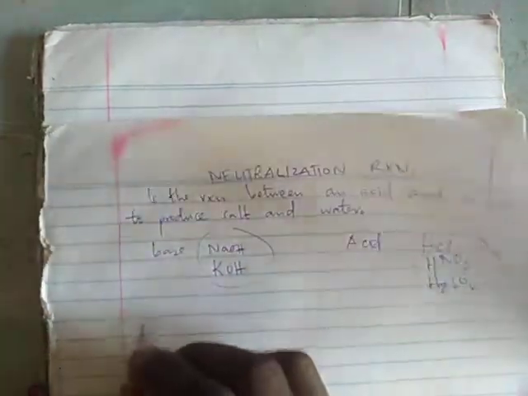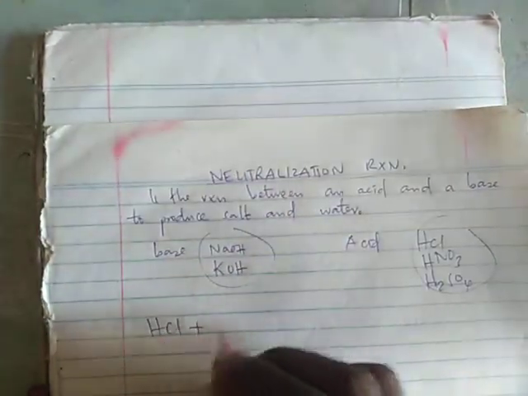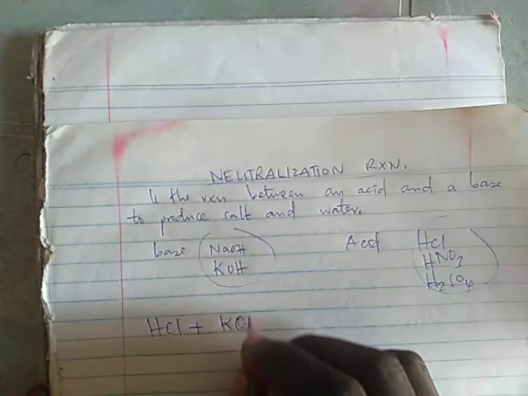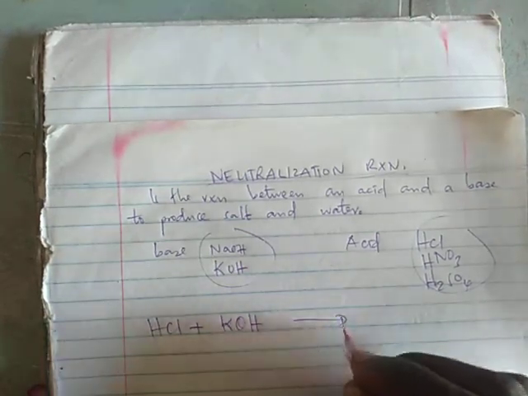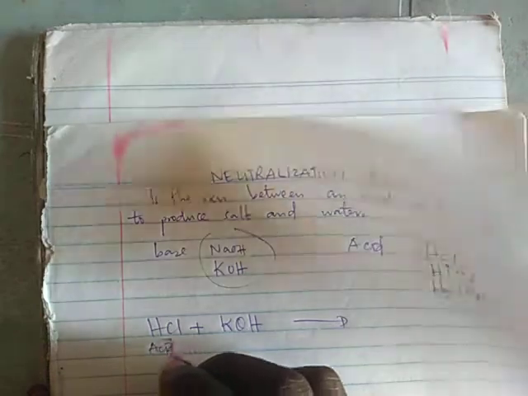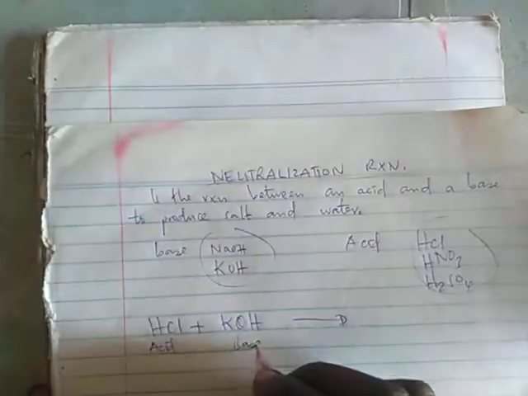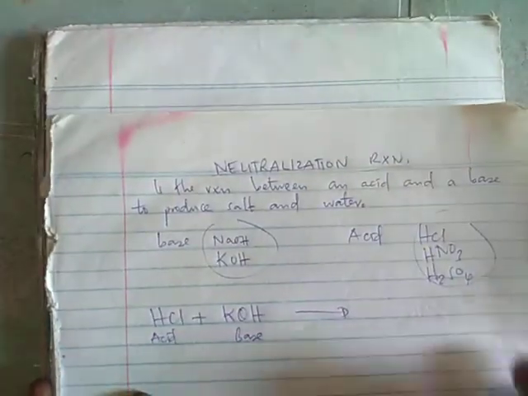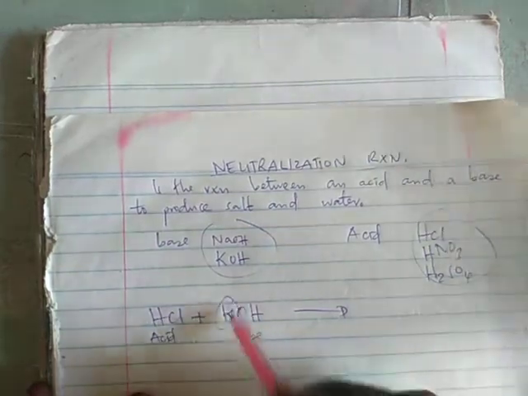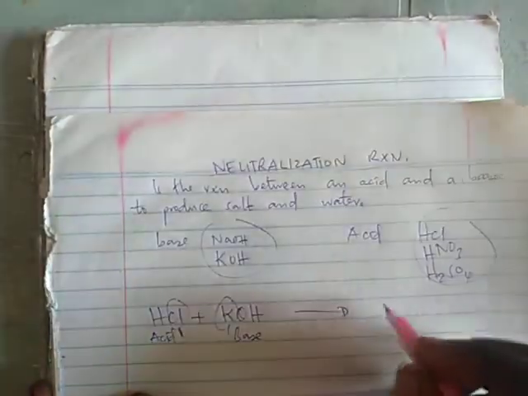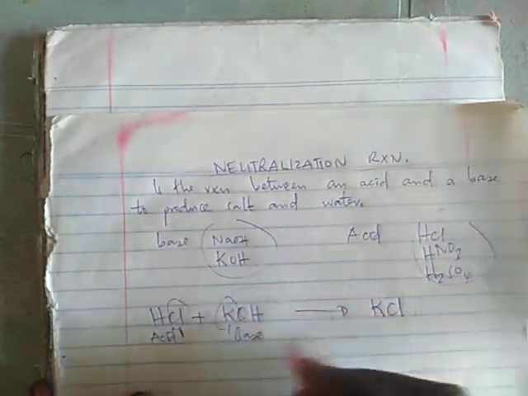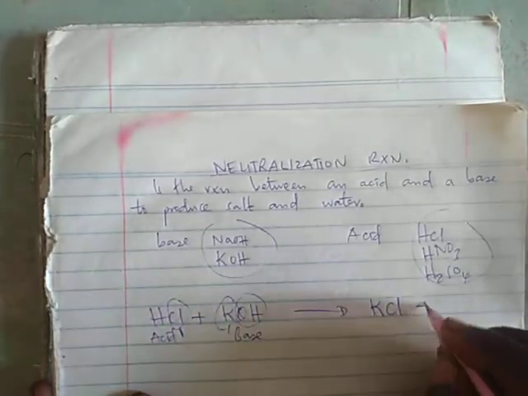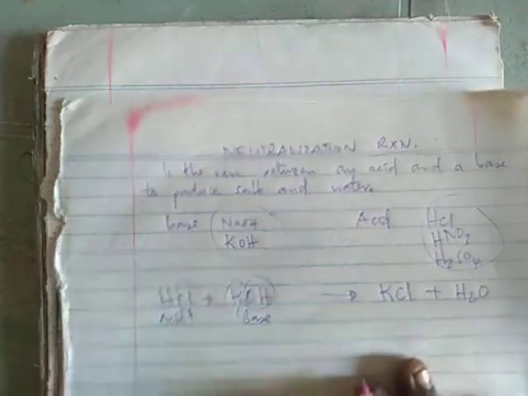Kwa mfano HCl plus potassium hydroxide, acid then base, tunaenda kupata nini? Huyu metal ambaye ni potassium anaenda kuungana na yule anion kwenye hydrogen, so itakuwa potassium chloride. Hydroxide inaungana na hydrogen na kuwa H2O.